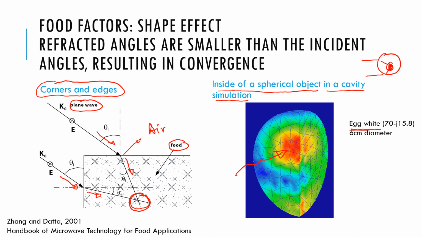This is also referred to as the focusing effect of the shape, the curved shape. And one of the examples of this is, for example, the egg blowing up is partly because of this. It's partly because of the enhanced heating inside the egg because of its curved shape. And those are the only two effects of shape we're going to talk about for now. Shape effect will come back again later in the discussion.